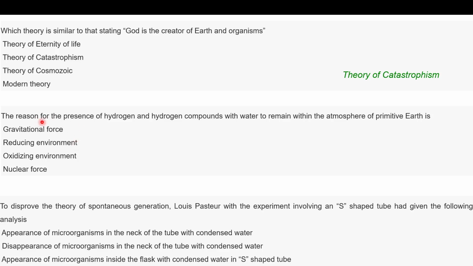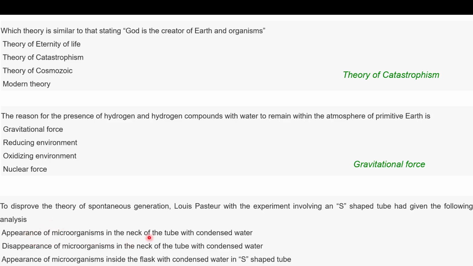But the question asks the reason for the presence of hydrogen and hydrogen compounds with water to remain within the atmosphere of the primitive Earth, like they are not really flying off, is due to gravitational force. Okay. Now, to disprove the theory of spontaneous generation, Louis Pasteur, with the experiment involving an S-shaped tube, had given the following analysis. So, what was the analysis?